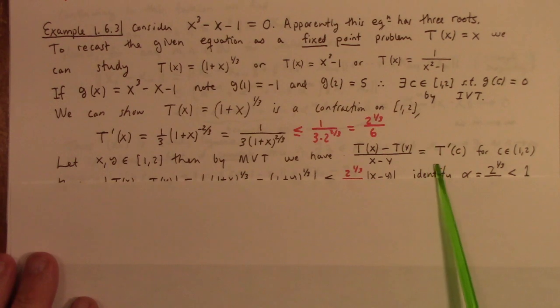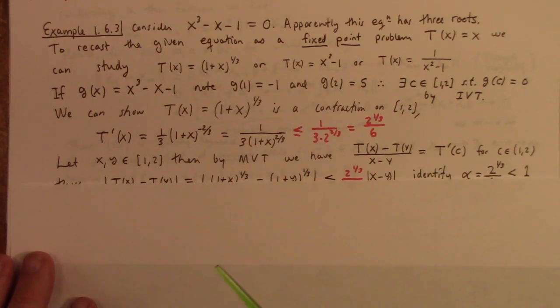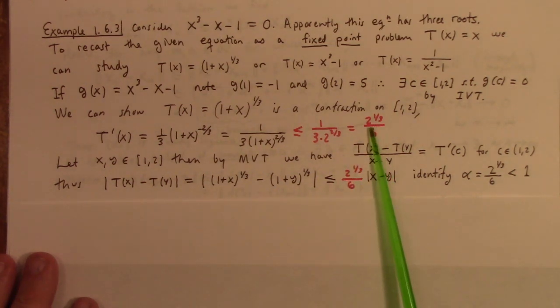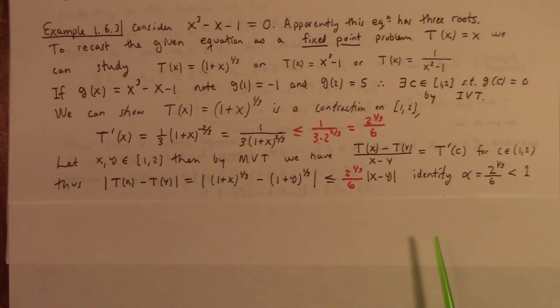The point is that there is some c in here which is bounded, which is the average rate of change is equal to the instantaneous rate of change. Of course, that's the mean value theorem. And so taking absolute values of this equation, we get the absolute value of T(x) - T(y) is, by definition, that. And that is less than or equal to the bound I found on the derivative times the absolute value of x minus y.